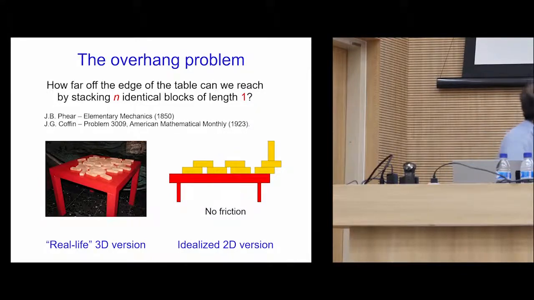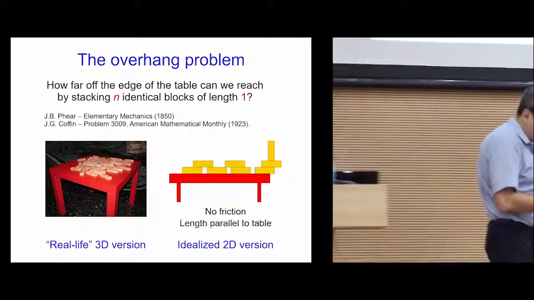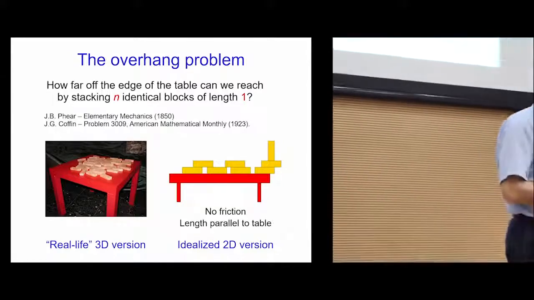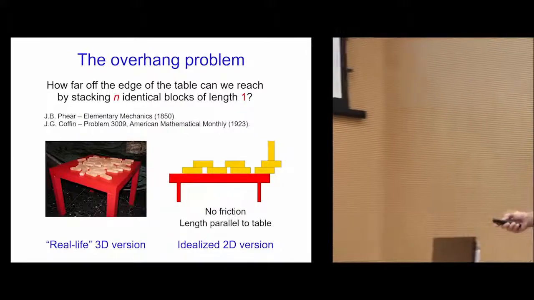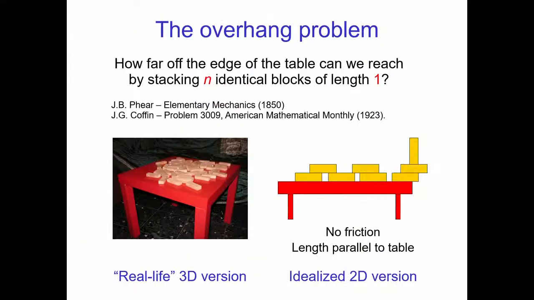Okay, so what is the problem? We have a table and some bricks, and the goal is to get the bricks to hang as far as possible from the edge of the table. So, a simple optimization problem: we have n bricks, how far can they go? So, what's the classical solution? Suppose I have 1 brick, then I can of course slide it until half its length is hanging over the table. If I slide it any more, it will fall.